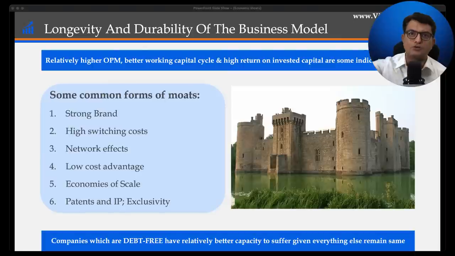You produce goods at so much bigger scale so that you have advantages of supply chain. You are probably also selling it at a low cost, and your competitor will find it so much difficult to enter.